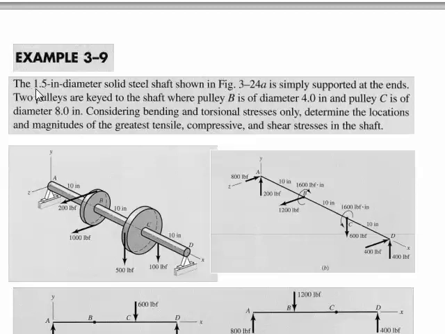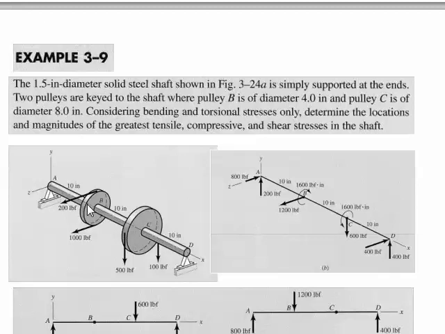It's a 1.5 inch diameter solid steel shaft, simply supported by bearings at A and B. The pulleys are keyed to the shaft, where B is a diameter of 4 and C is a diameter of 8. Being keyed to the shaft means they transmit torque through the shaft. Consider bending and torsional stresses only. Determine the locations and magnitudes of the greatest tensile, compressive, and shear stresses in the shaft.